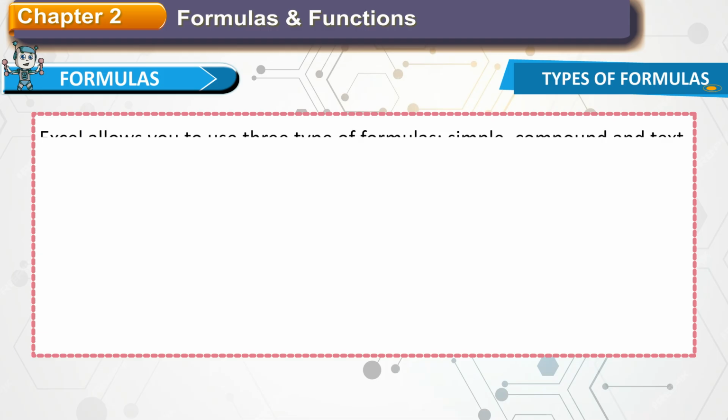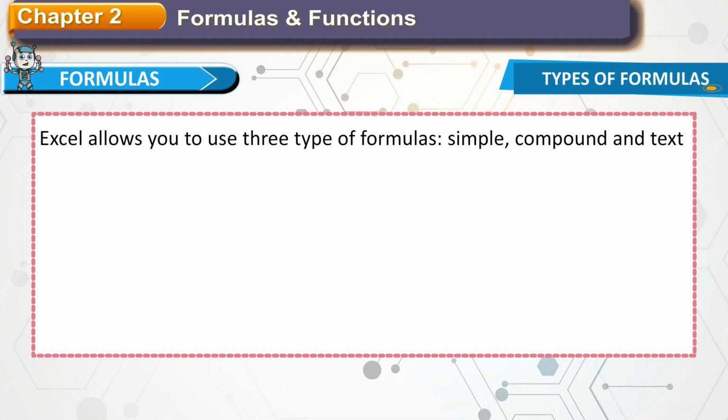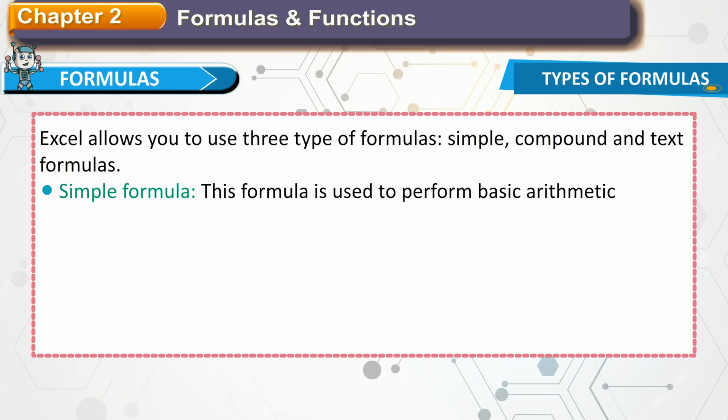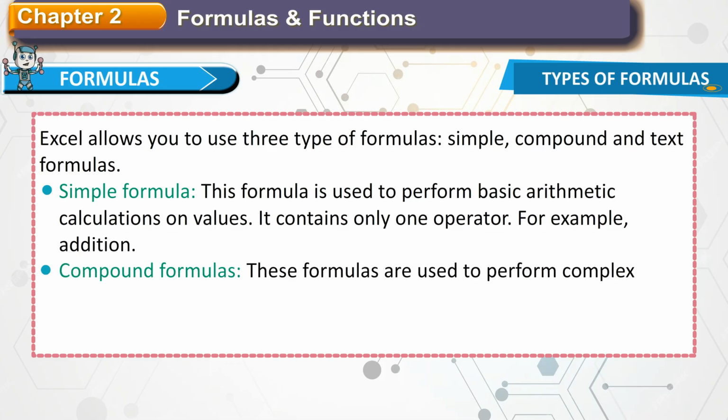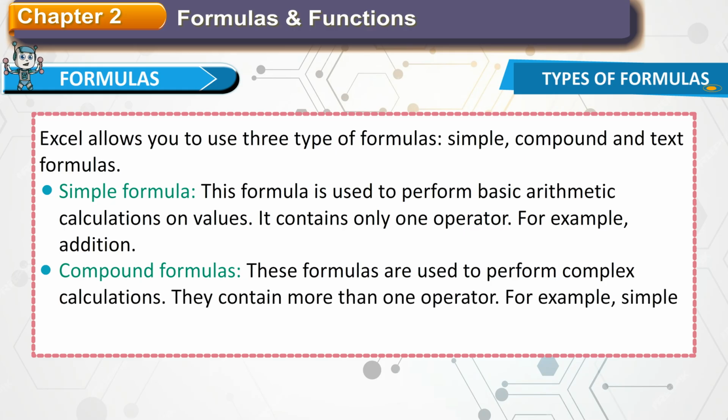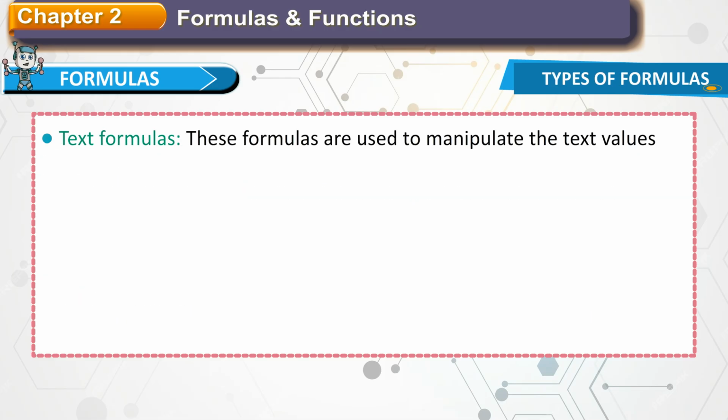Types of formulas. Excel allows you to use 3 types of formulas: simple, compound, and text formulas. Simple formula. This formula is used to perform basic arithmetic calculations on values. It contains only one operator. For example, addition. Compound formulas. These formulas are used to perform complex calculations. They contain more than one operator. For example, simple interest.